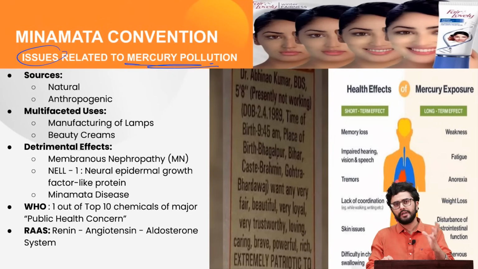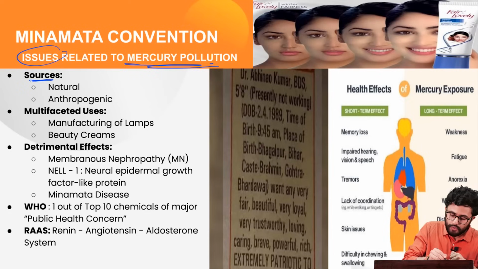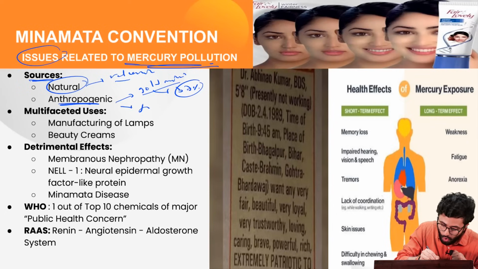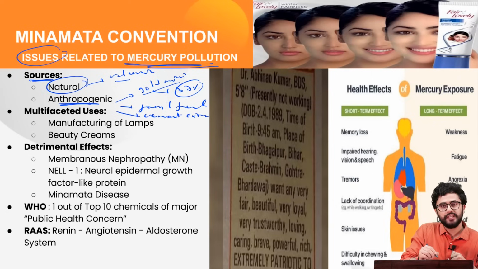Mercury is a naturally occurring element which occurs in air, water and soil. And it can be emitted from several sources, such as natural ones like volcanic eruptions, or anthropogenic ones like gold mining, which is the largest source, contributing 37% of emissions, or fossil fuel extraction, or cement production.